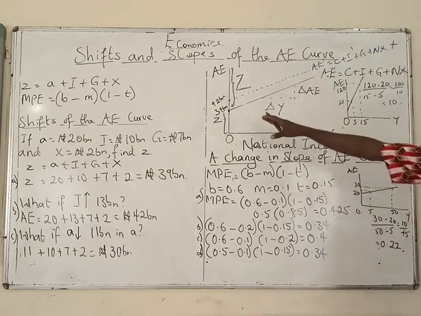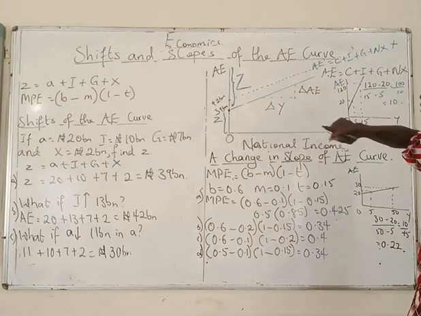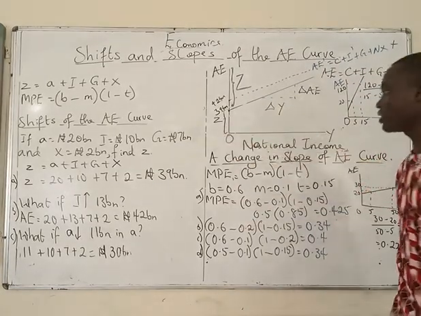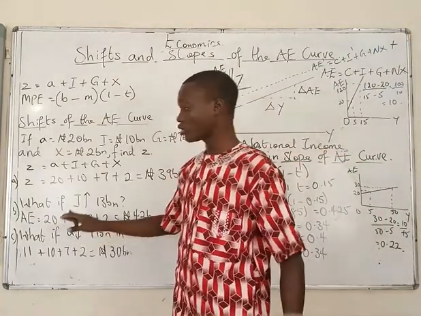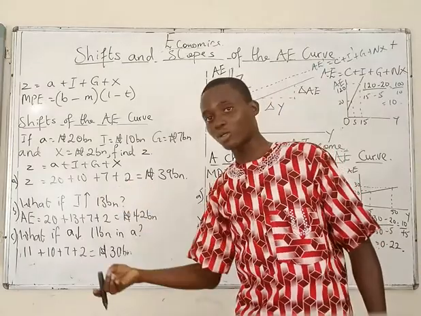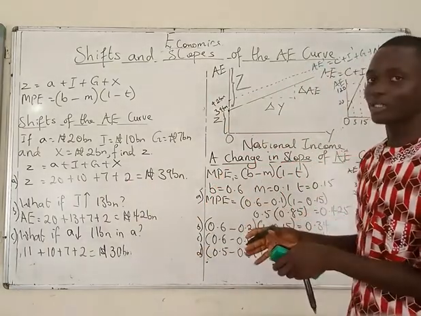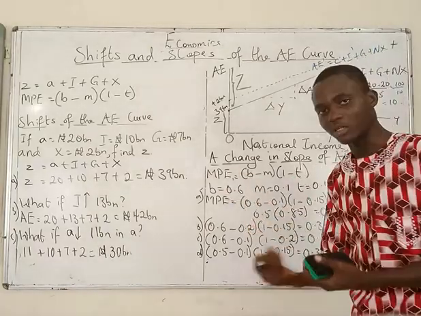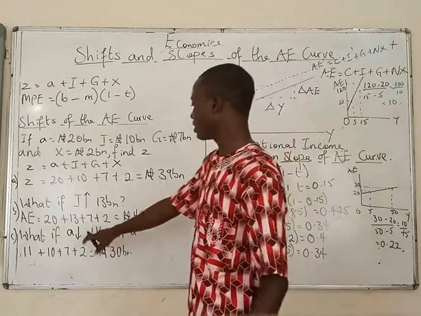Okay, so autonomous investments increase, and that increased the entire aggregate expenditure function by the value of the change in autonomous investments. And then what if A, which is the autonomous consumption, A now is autonomous consumption, not autonomous aggregate expenditure. So notice that aggregate expenditure has the consumption aspect embedded in it. So what if the autonomous consumption now decreases?